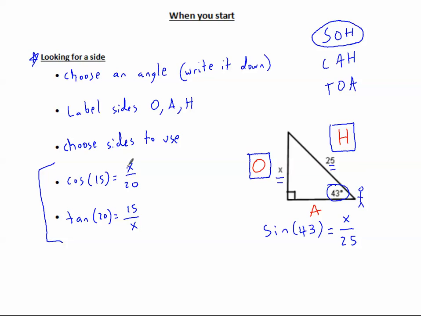If your variable is ever on top, you take the number that is below it and multiply it to your trig function. So your end equation that you'll be plugging into your calculator will look like this: 20 times the cosine of 15.